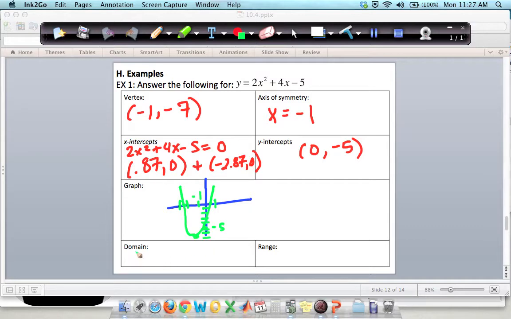The domain here is all real numbers. And then the range, your y values start at this y value of your vertex, which is negative 7, and move up. So its y is greater than or equal to negative 7.